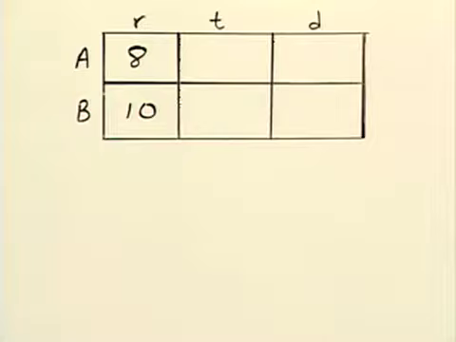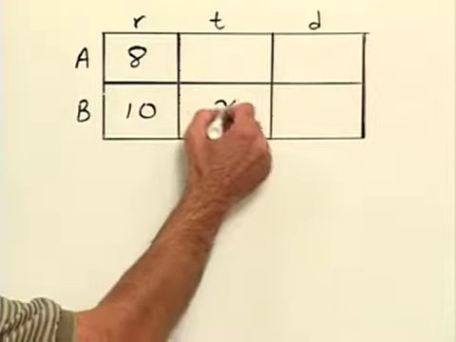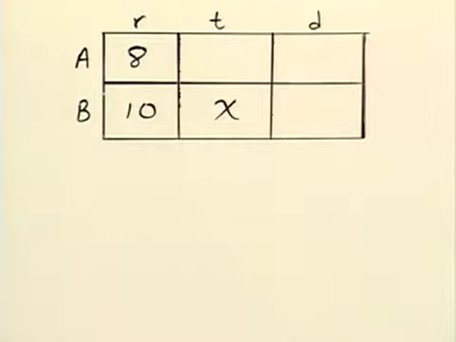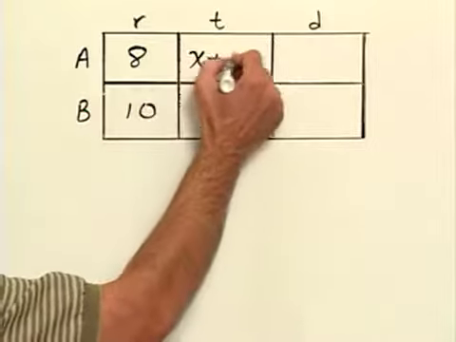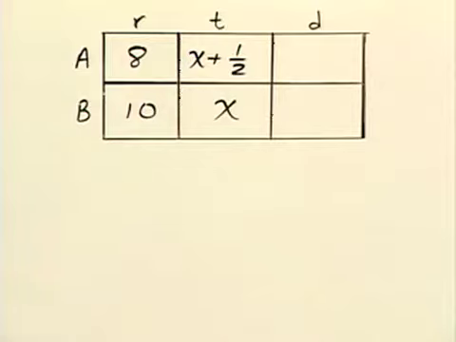The time for contestant A is different than the time for contestant B. Remember that contestant A started a half hour earlier than contestant B. So in other words, contestant A will be running for a longer period of time than contestant B. So if I put x for the time for contestant B, then the time for contestant A must be x plus 1/2, a half hour longer.